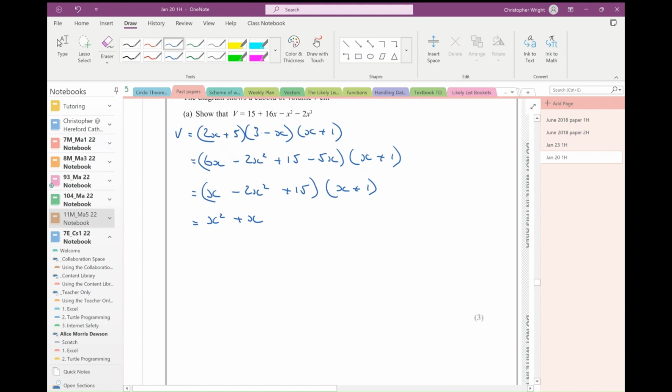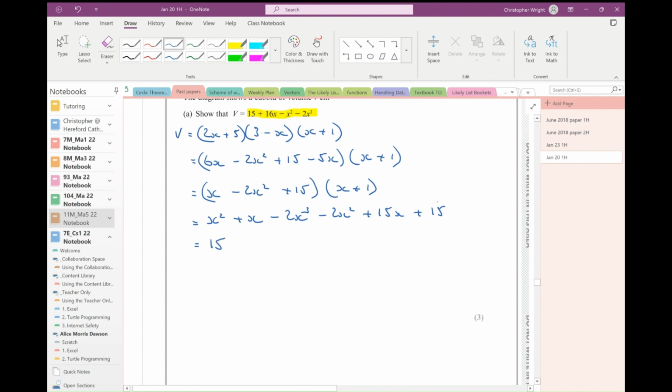Take this minus 2x squared, multiply it by x, minus 2x cubed, multiply it by 1, minus 2x squared. 15 multiplied by x, 15x, 15 multiplied by 1, 15. Now I hope if I simplify that, it will end up looking like this. Let's see. Well, I see the expression I'm after. It's got the constant term at the front, the 15 at the front. And lo and behold, I've got 15 here, look.